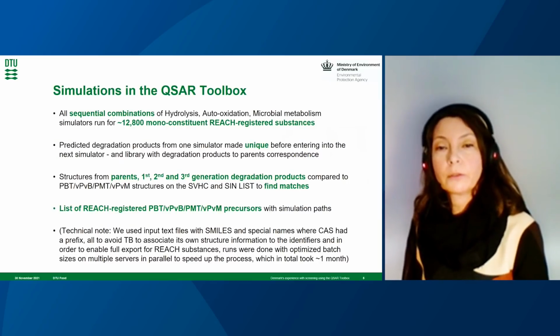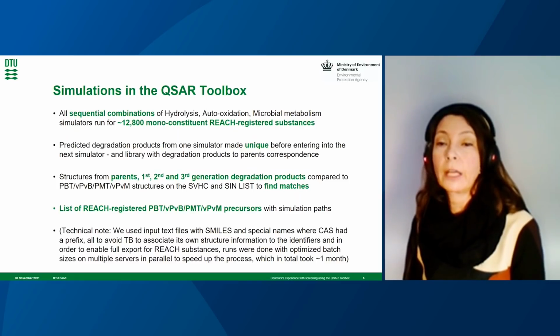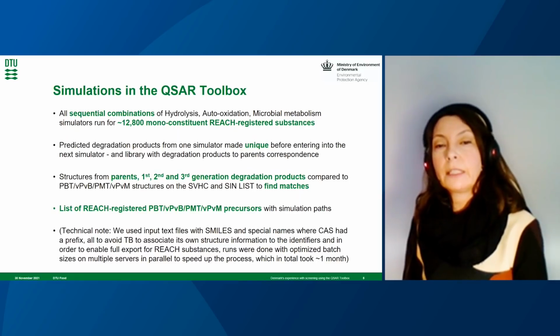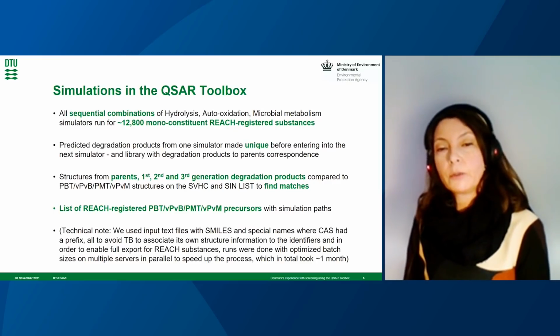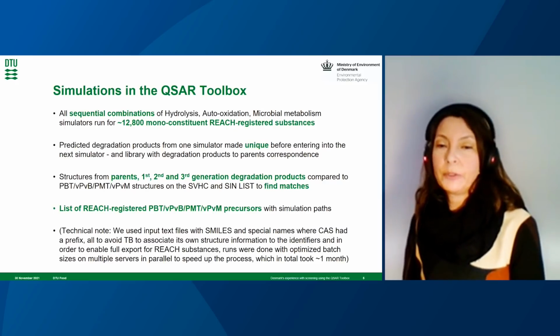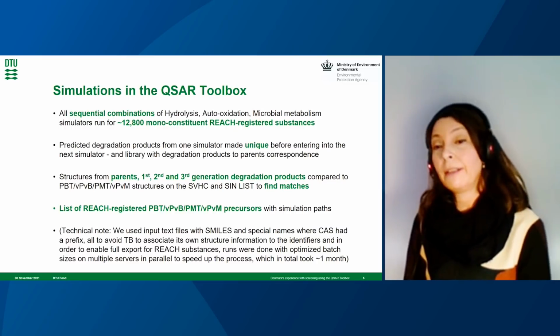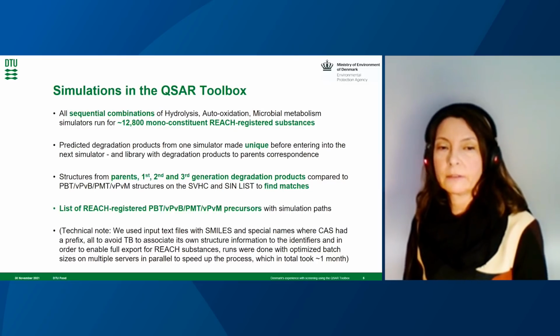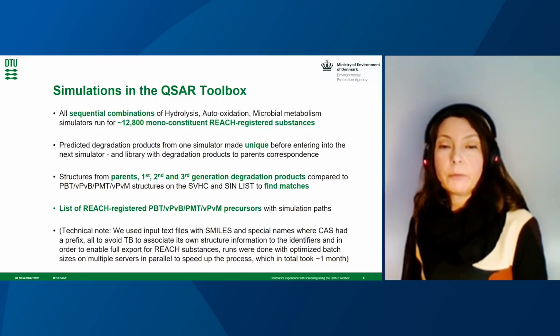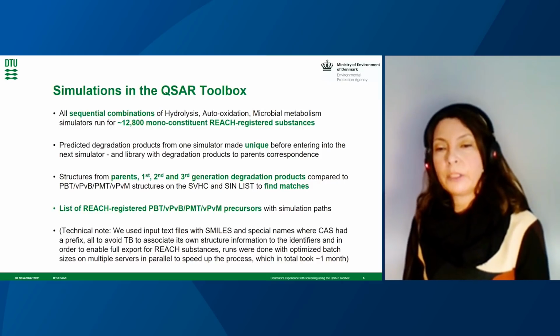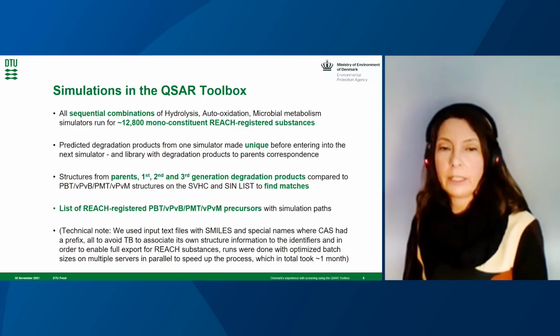Then we went into the toolbox. We had 12,800 REACH registered monoconstituent organic substances that we predicted in the three simulators I already mentioned, hydrolysis, auto-oxidation, and microbial metabolism, in all sequential combinations. And as we could see that there were a lot of duplicates in the predicted transformation products, we made them unique before entering into the next simulator to speed up the process. And we made a library where we could keep track of which products came from which parents and what was the simulator that generated them.